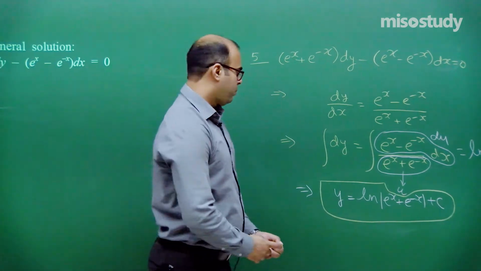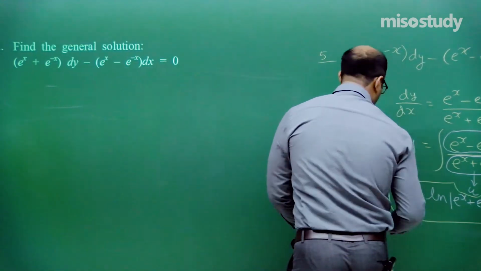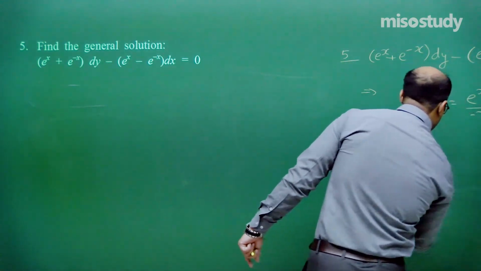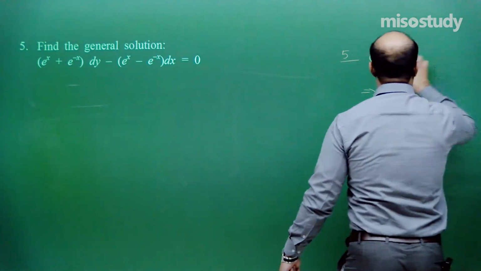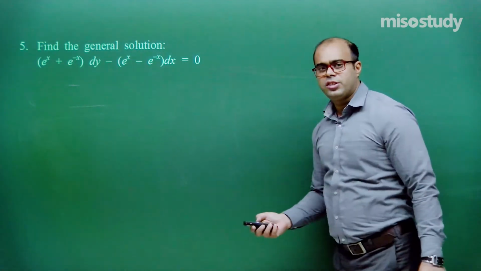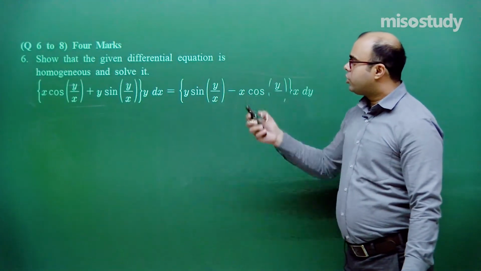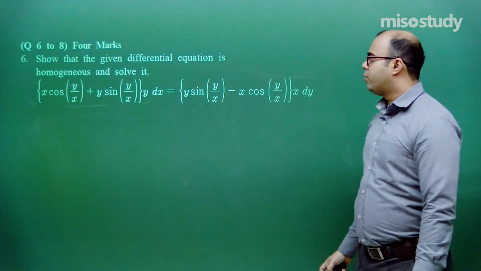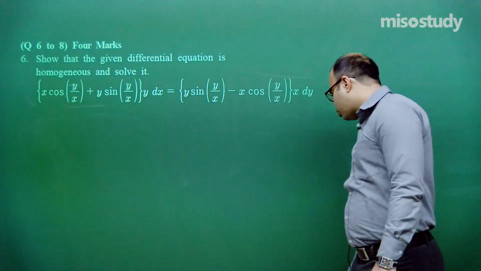Okay students, let us move on to the next question. We are touching all types of problems which can arise in the different parts of differential equations theory. The next question is of 4 marks, the previous was 2 marks. Show that the given differential equation is homogeneous and solve it.